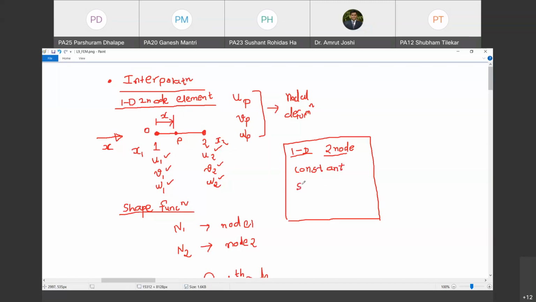कांस्टेंट strain element. Why? Because the strain is not a function of x within the element. Happy? Tell me if you have understood this. Type your response in chat box. I am waiting for the responses.